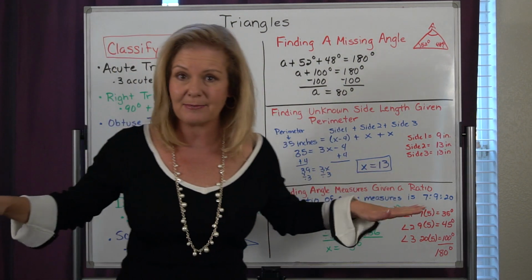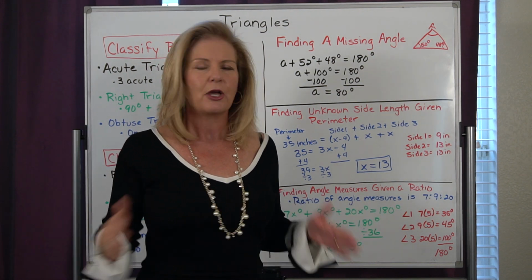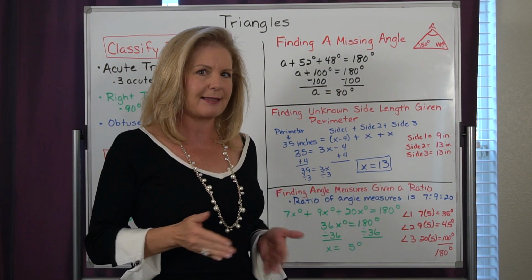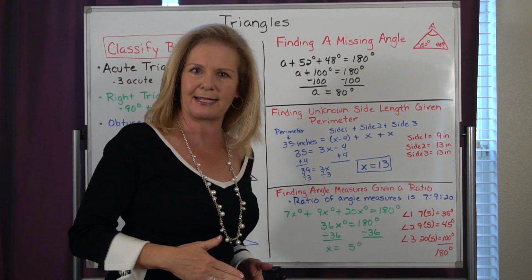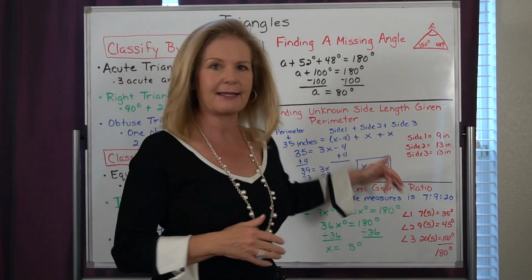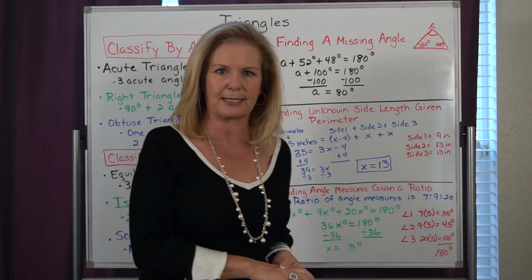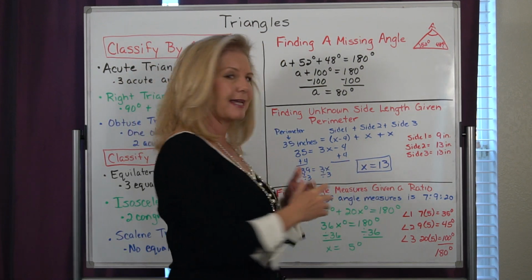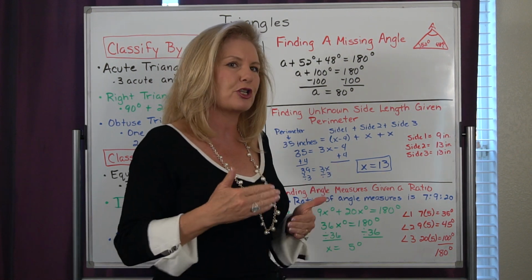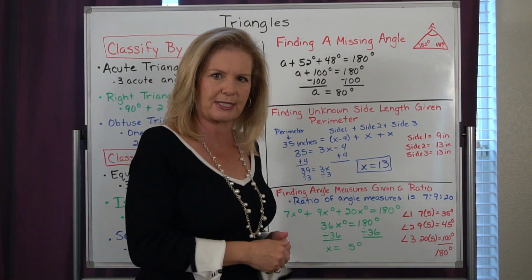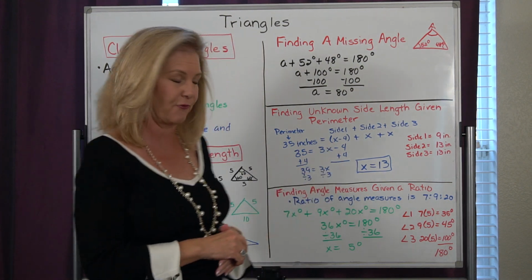Now sometimes they're going to ask us to find side length. Well, if they're going to ask us to find a side length, they have to give us a perimeter. And that perimeter is going to be one side of the equal sign, and the three side lengths are going to be the other side of the equal sign. So I have two side lengths that I'm going to call X, and then I have one side length that is 4 inches shorter than the other two side lengths. So I'm going to call that X minus 4.